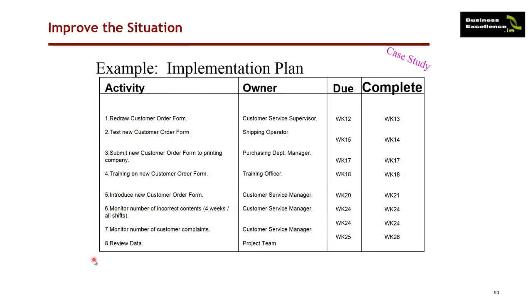Before we go off and implement the solution, what we might decide to do is some key actions. We may need to redraw the form so that it now says the top copy goes to the shipping department. We would need to test the form. We'd need to get the new form printed. We'd need to train people on the new form. We'd introduce it. We need to monitor the results, and we would need to monitor the complaints. And based on the data, then we decide, are we actually going to implement this solution?